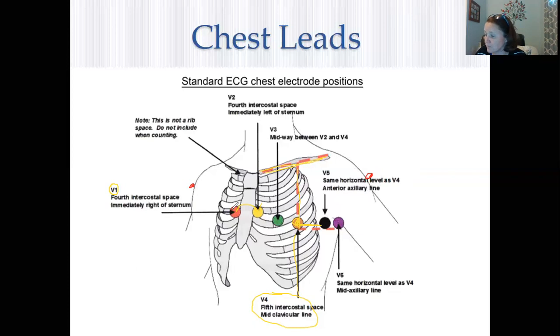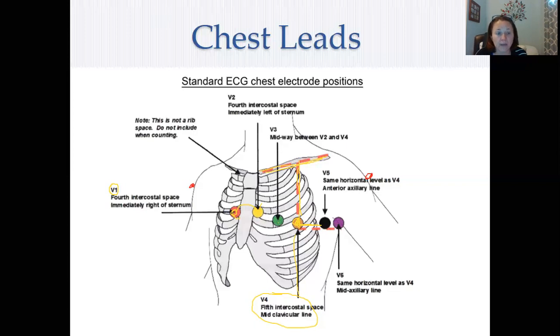So V1, 4th intercostal space, right sternal border, then hop across to the left sternal border for V2. V4, 5th intercostal space, mid-clavicular line. V3, drop right between those 2. V5, same line as V4, but anterior axillary, and then V6, same line, mid-axillary.